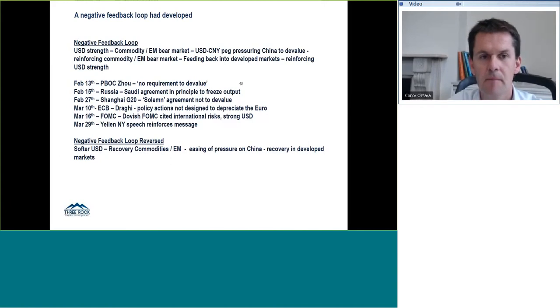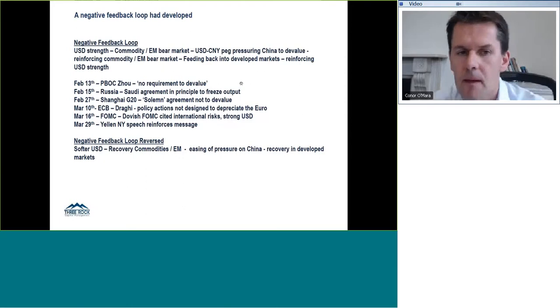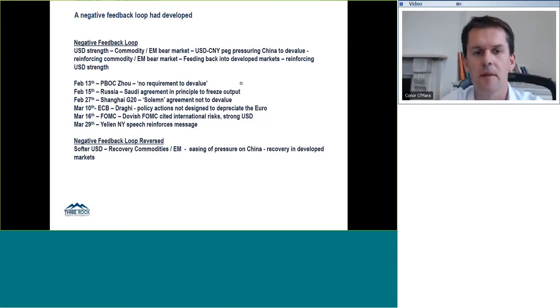March the 10th, the ECB engaged in aggressive policy actions, but Mario Draghi specified in the press conference that these actions weren't designed to depreciate the euro, which was something he hadn't done prior to that. So that was a change. Later that month, the FOMC was dovish, cited international risks and the strong dollar as issues for the U.S. economy, and Janet Yellen reinforced that message on the 29th in the speech in New York. So that served to reverse the feedback loops, at least in the short term.